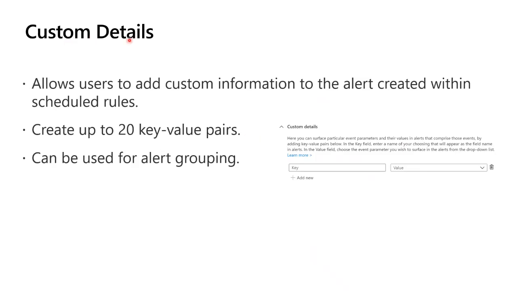So for custom details, basically you can define up to 20, we call it key value pairs, where you can map the fields based on your query results into custom details, and that information will surface in the alerts, so that the SOC analyst will be able to consume that additional information without going back to the raw data. Hence, this will actually increase the efficiency. Besides that, you can also use custom details to perform the grouping of your alerts.